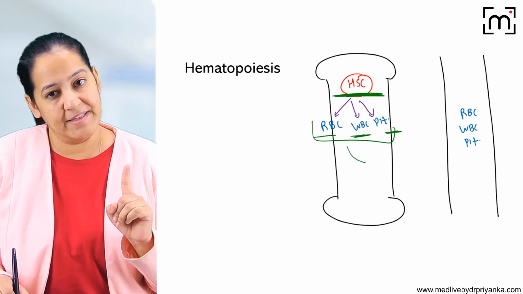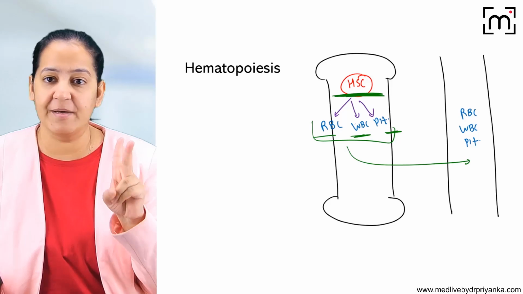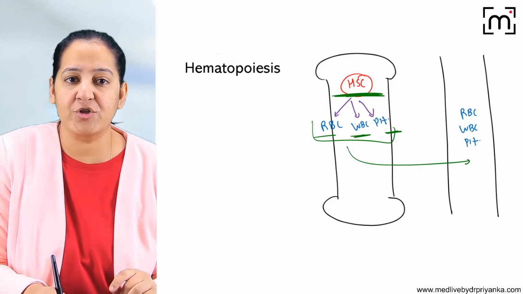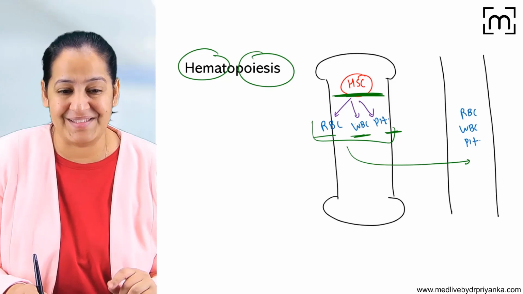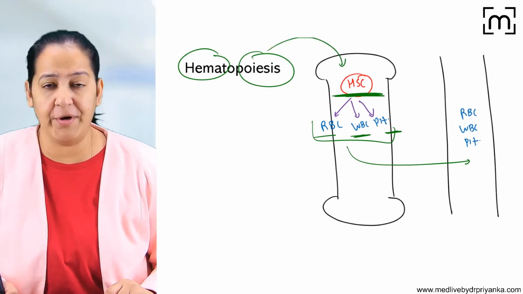Once they are formed, they come in the peripheral blood. The precursors don't come in the blood, but the final product, the mature forms of RBC, WBC, and platelet, come in the blood. This is hematopoiesis. Hemato means blood cell, poiesis means synthesis. So it is the synthesis of blood cells taking place in the bone marrow from the hematopoietic stem cell.